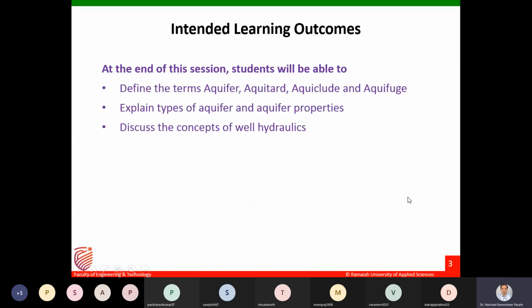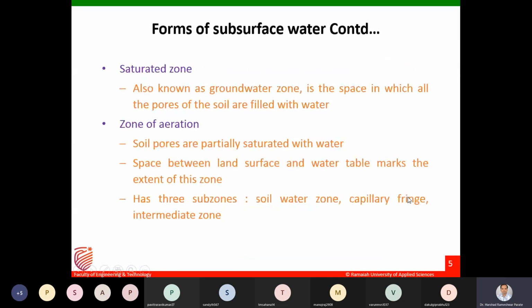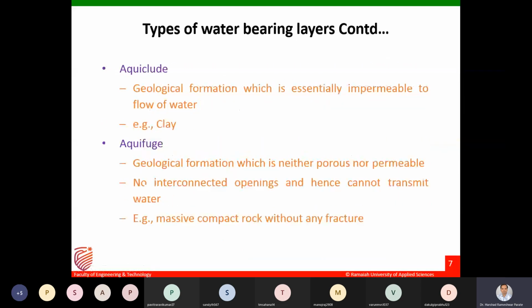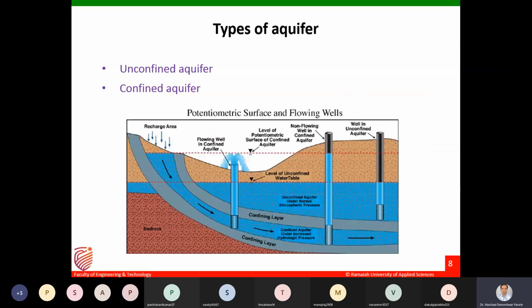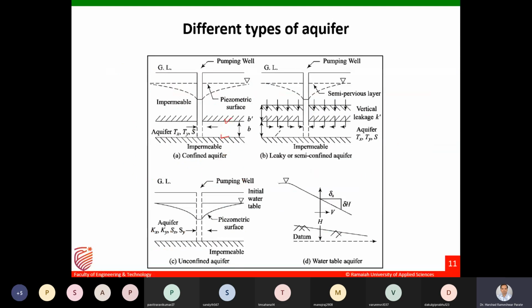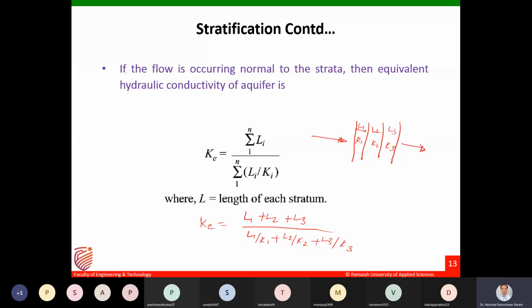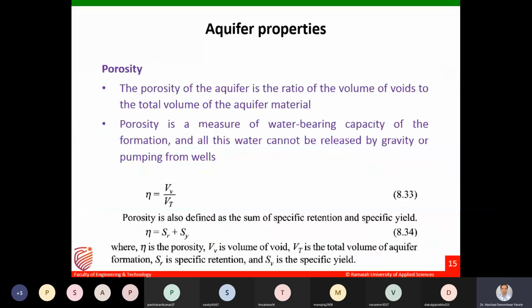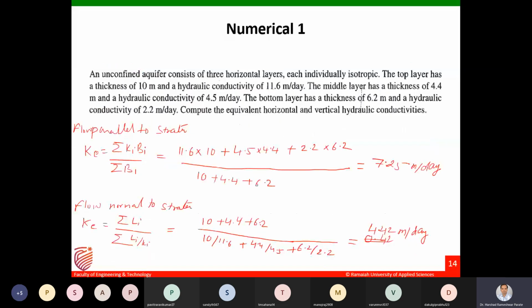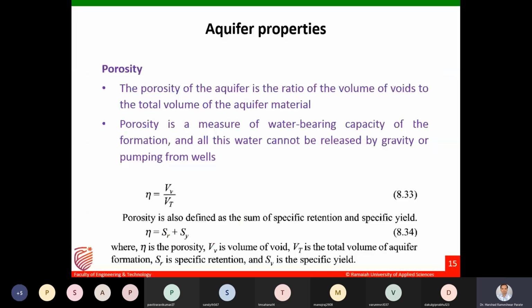So yesterday we started discussing groundwater. We discussed what is a groundwater, types of aquifers, confined and unconfined we discussed, and stratification also we have discussed. Okay, so today we'll begin with aquifer properties. If you want to separate out aquifers from aquifers, these properties basically distinguish or compare the different aquifers.